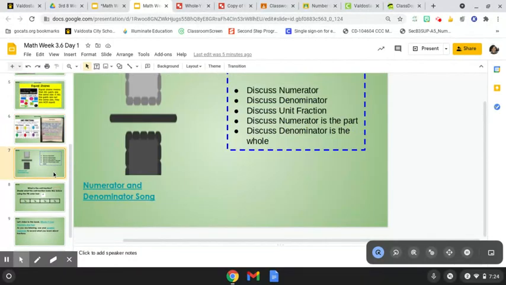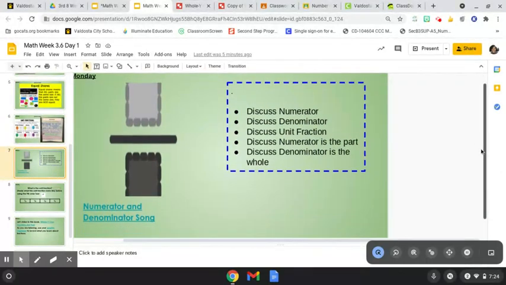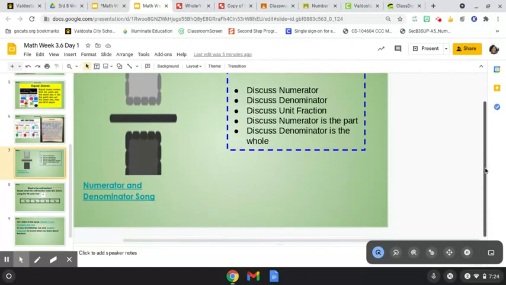Remember, a numerator is a number that's the top number of the fraction. The denominator is the bottom number of a fraction. The unit fraction always has a numerator of 1. The numerator is the part of the fraction. The denominator is always the whole.